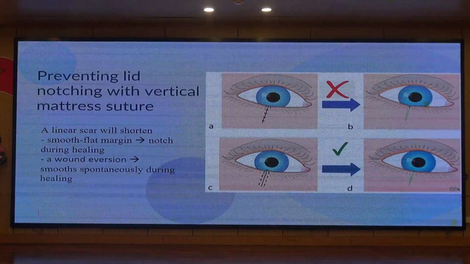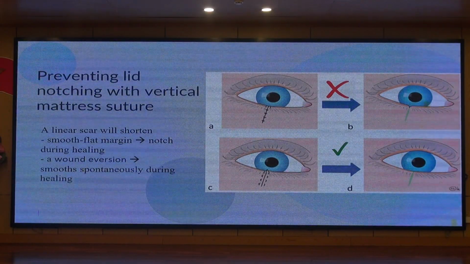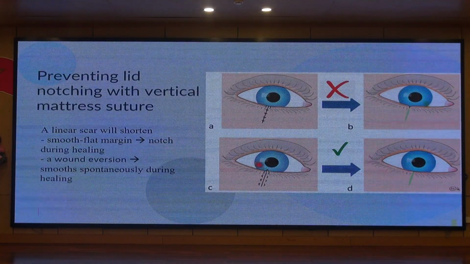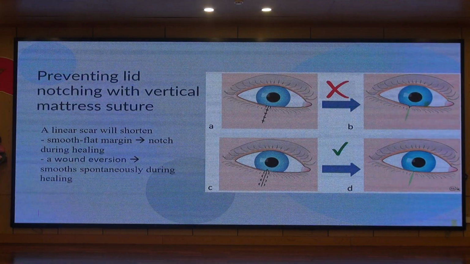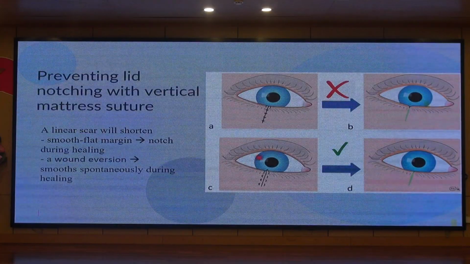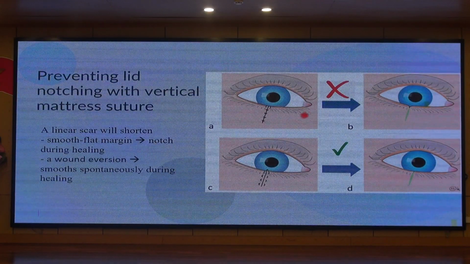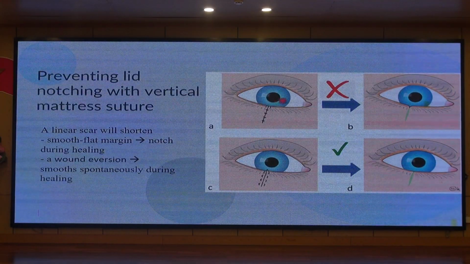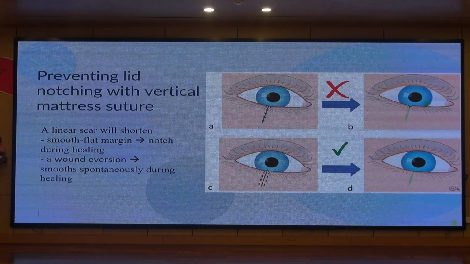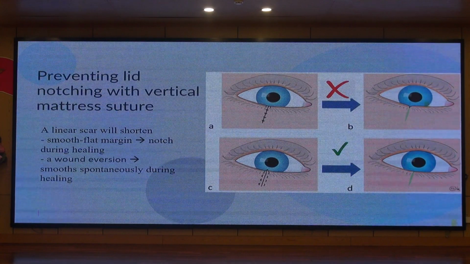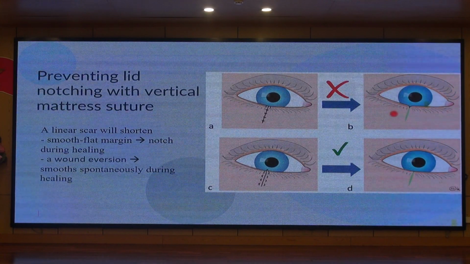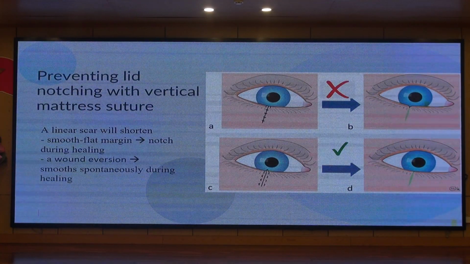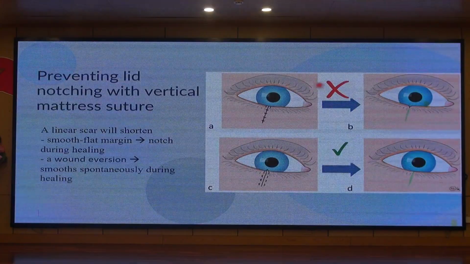Okay. So why do we do the vertical mattress suture? Because we need an inversion of the lid margin. Normally, we often think that if you have a smooth, flat margin, it will be a beautiful closure, but this is not the case. If you have a smooth, flat margin like this, after healing the scar will shorten, and then you have a V shape, which is called a notch of the eyelid. So, don't do this.